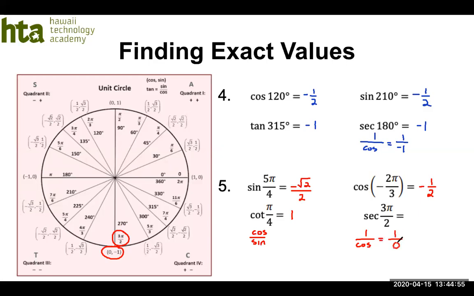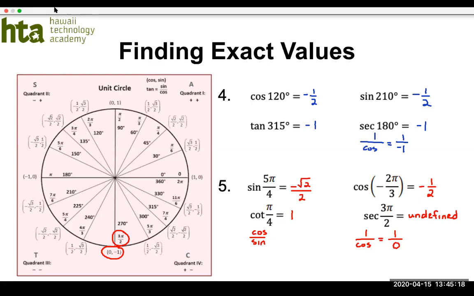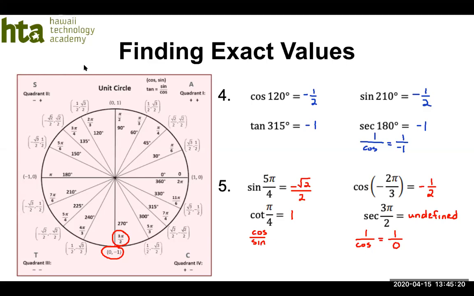So what is 1 over 0? How do we simplify that? It's not 0. This is actually undefined. Whenever you try to divide by 0, you get undefined. It is possible to have an undefined value for one of the trig functions. All right, so that's how we are going to use the unit circle to find exact values.